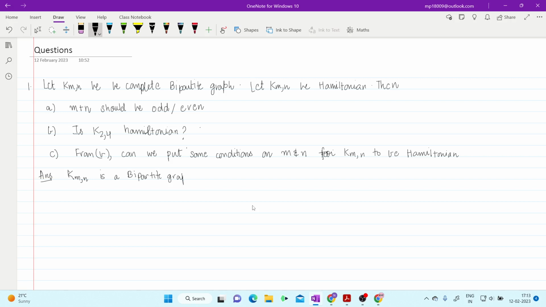Any other answer for why m plus n should be even? "If m plus n is odd, then an odd cycle will be formed." Yes. Then what is the problem with the odd cycle? "Then it is not bipartite." Yes. So since Kmn is a bipartite graph, from the necessary and sufficient condition we know that all cycles in Kmn should be of even length.